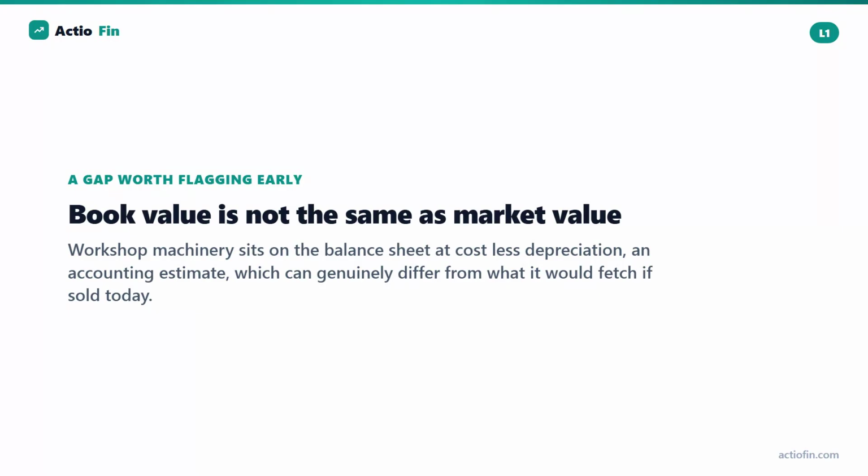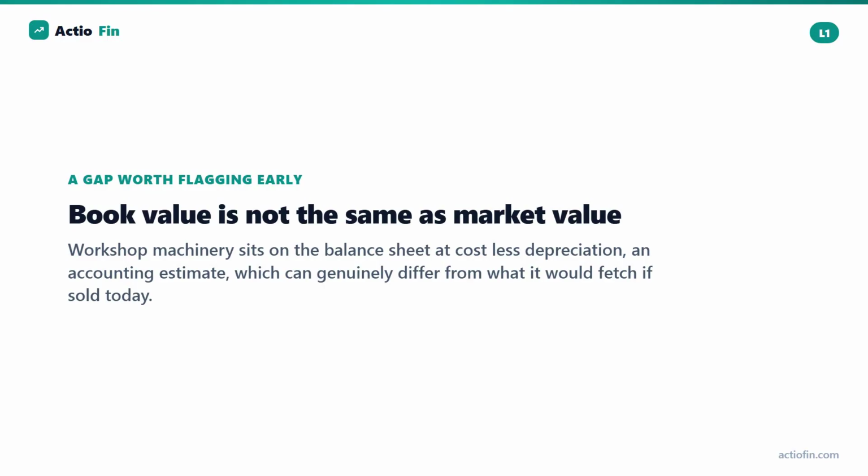The £96,000 of workshop machinery on Brindley's balance sheet is not a valuation of what those machines would fetch if sold on the open market today. It is cost less accumulated depreciation, an accounting convention for spreading a purchase price fairly across its useful life. A machine could genuinely be worth more or less than its book value at any given moment.